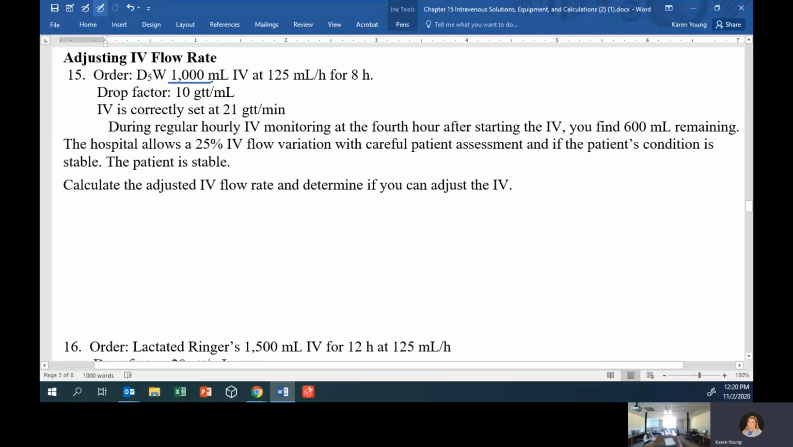So 1,000 milliliters at 125 milliliters per hour for 8 hours. So we know what the rate is. We know that we have to have 100.